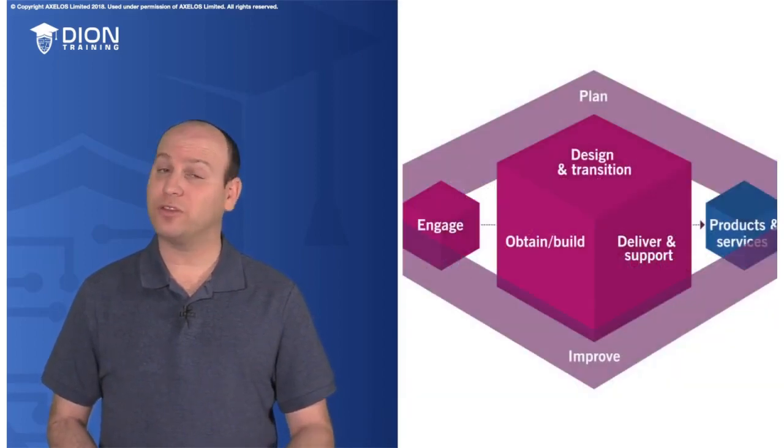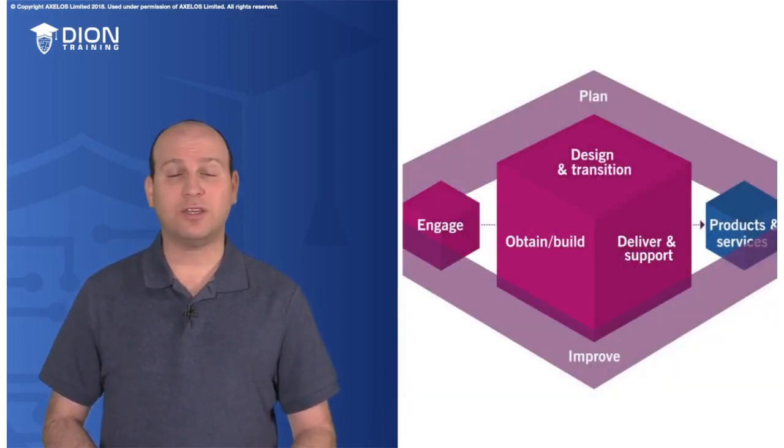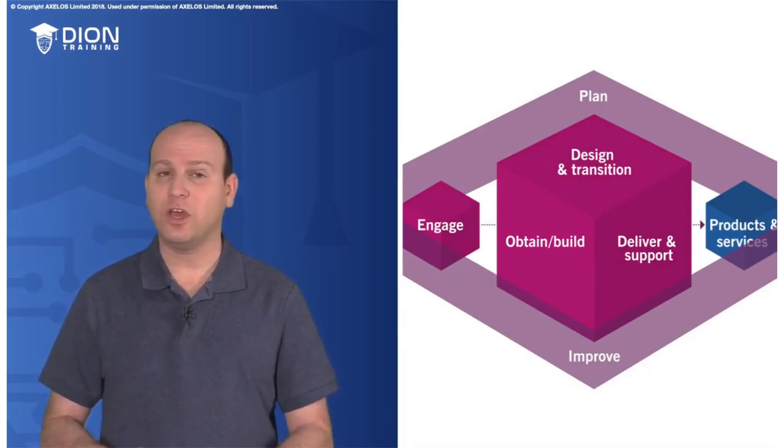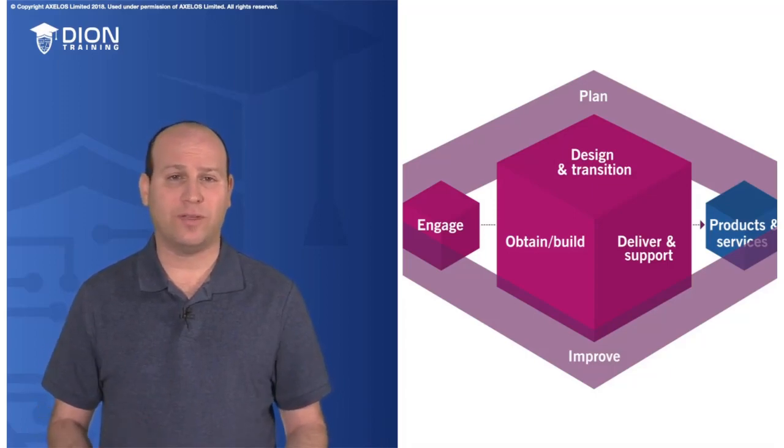If we go back and look at the service value chain again, you see that improve touches all of those inner cubes and the engage process with that purple line. That's because it impacts every single one of them. That's the key here. Continual improvement is the key to our success in ITIL 4 because we never want to stop improving.